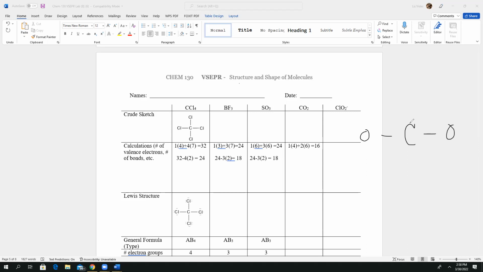All right. So we used 4 electrons because each bond is 2. So now we need to put that down and we say, okay, we have 16 electrons to begin with.